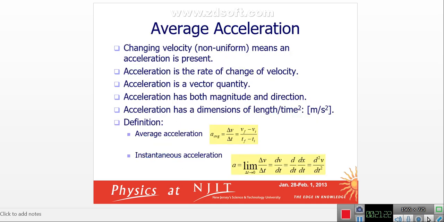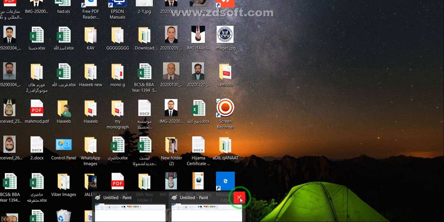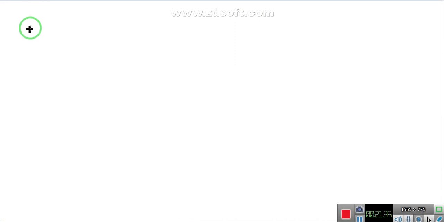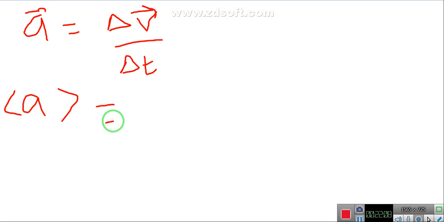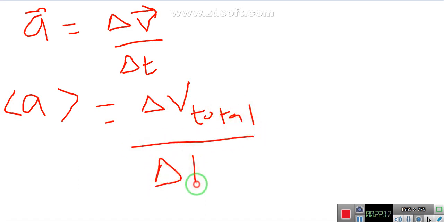So now coming to acceleration. So what is acceleration? The definition of acceleration is the rate of change of velocity. What is the rate of change of velocity? This is called acceleration. So what is average acceleration now? Average acceleration is the total change in velocity divided by the total change in time. This is called average acceleration.